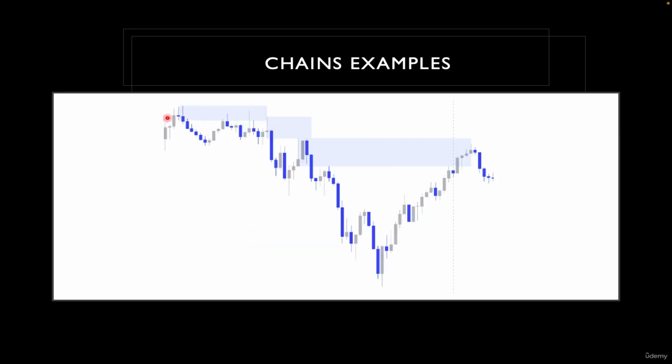Another example here, order block, multiple reactions, come up, break to the downside, pop back up, tap into this order block, break to the downside again, which creates a chain.